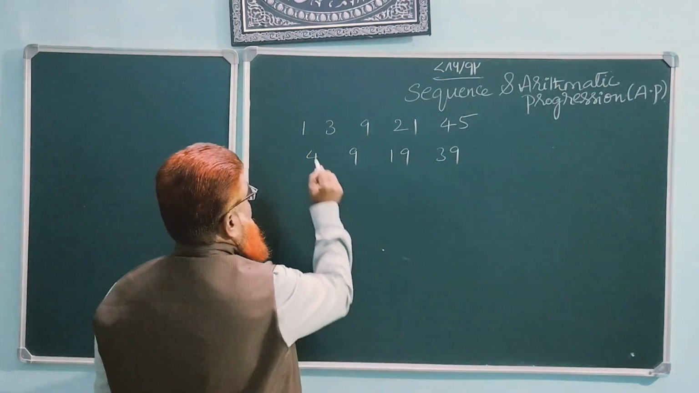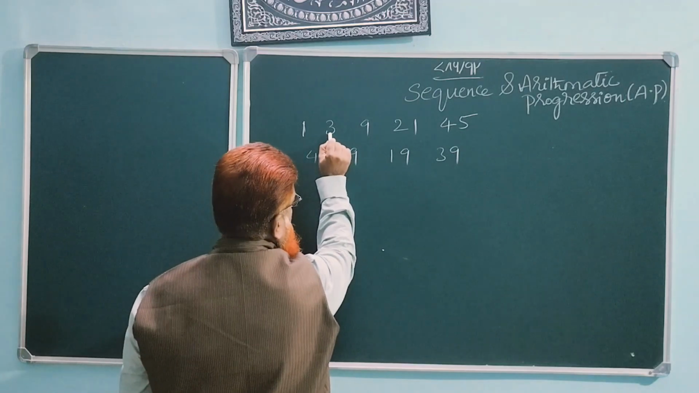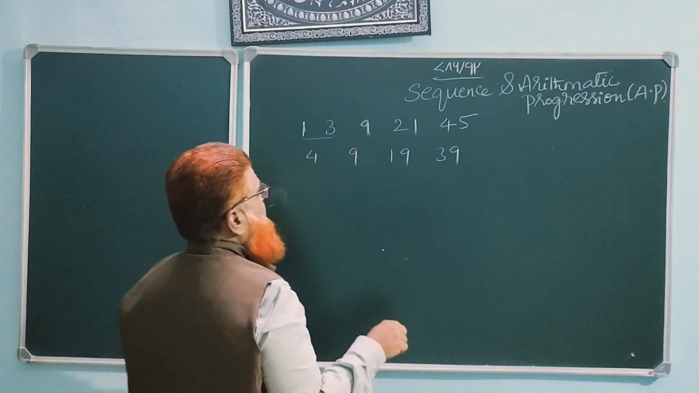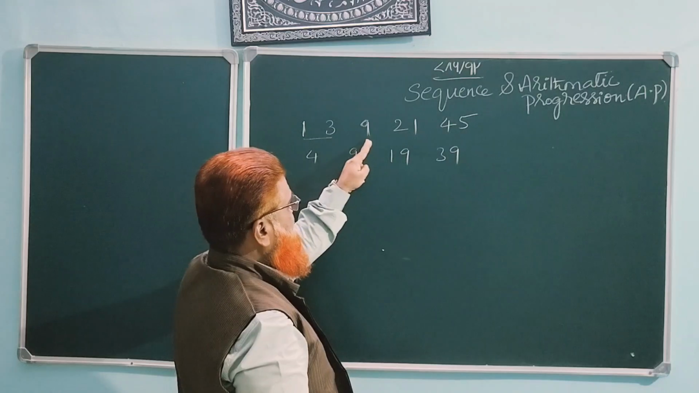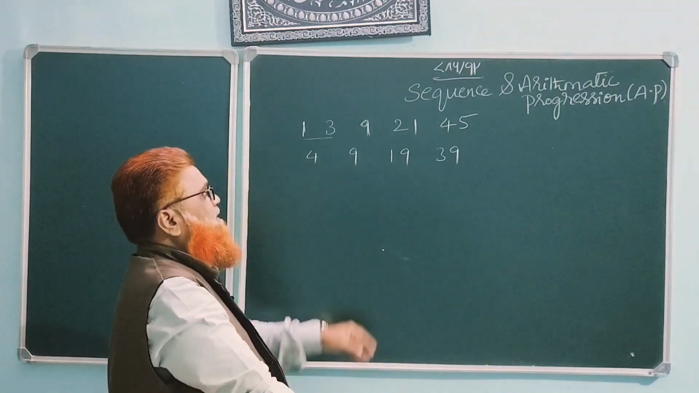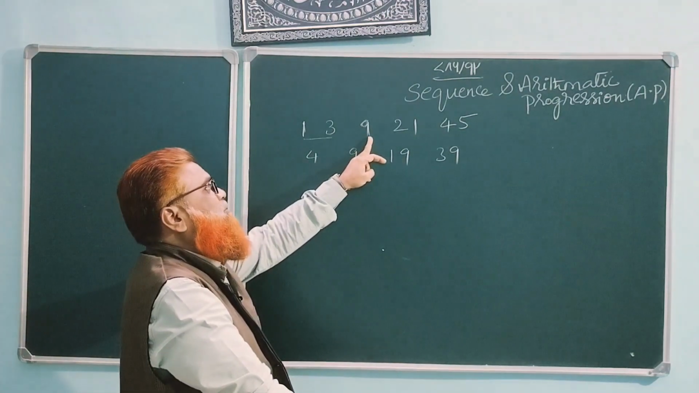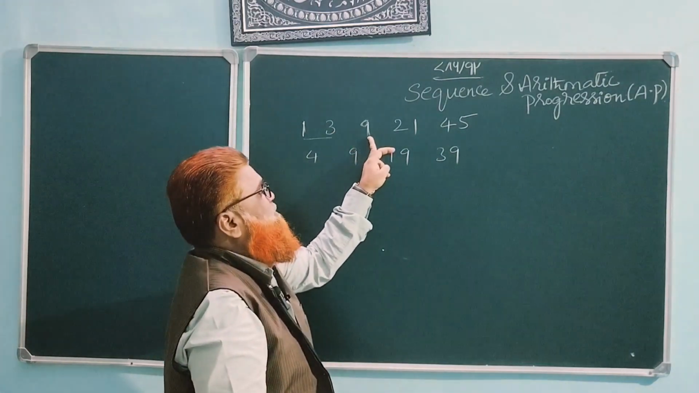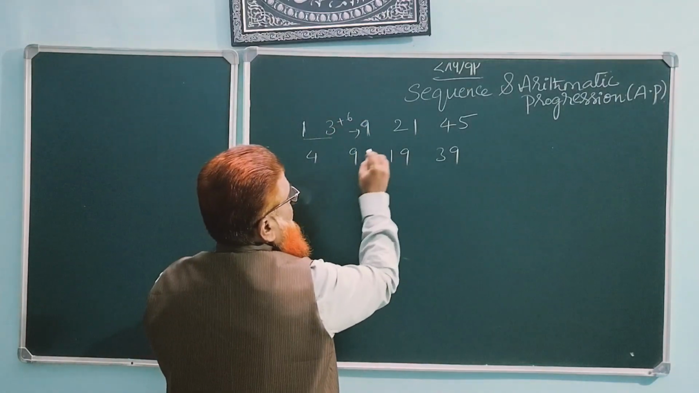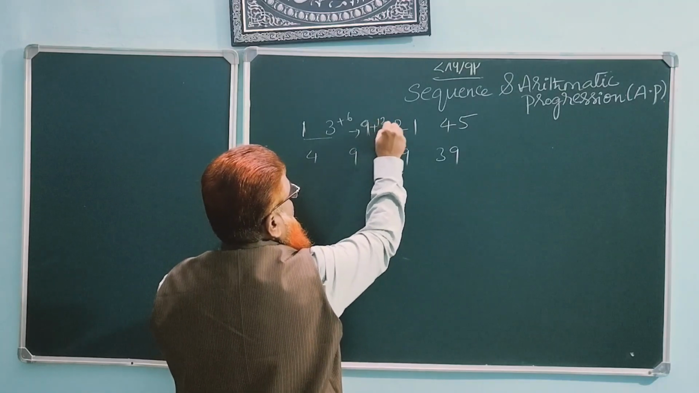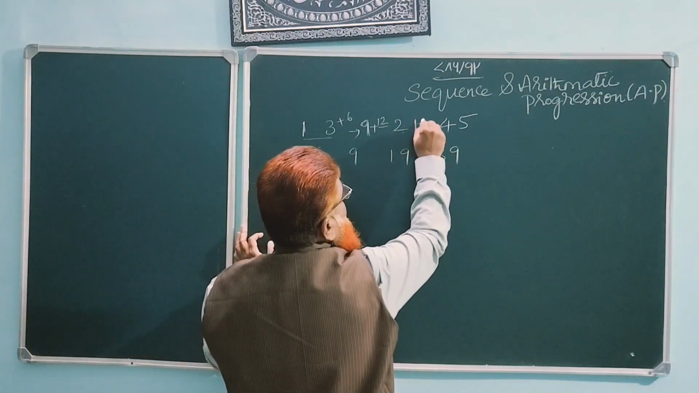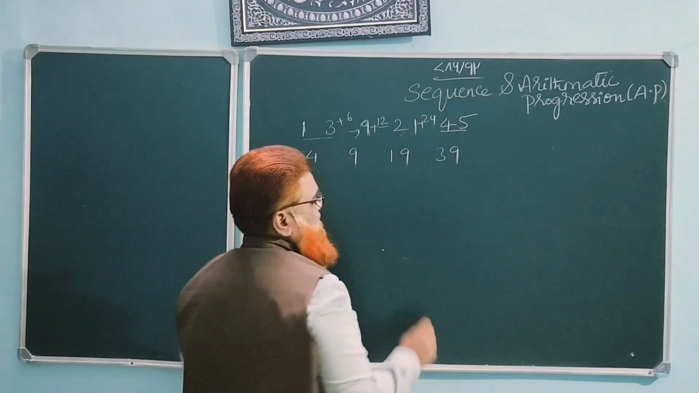Please pay attention. 1 is the first number, then 3. The next number is 3 and I got 9. What is the relation? Double of 3 is 6. Double of 3 is added to 3, it is 9. Then what is the double of 6? 12. Added to it, we got 21. Then what is the double of 12? It is 24. Added to it, we got 45.